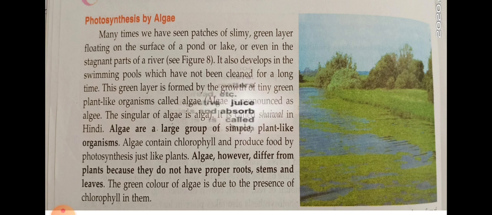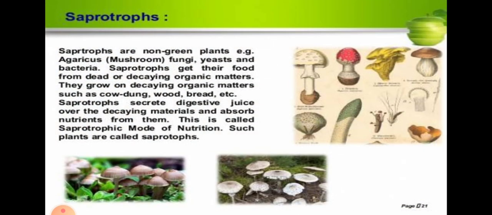Now we discuss the next topic: other modes of nutrition in plants. We have already learned about the autotrophic and heterotrophic modes of nutrition. Depending on the mode of obtaining food, all heterotrophic plants can be divided into subgroups: holozoic, parasites, saprophytes.